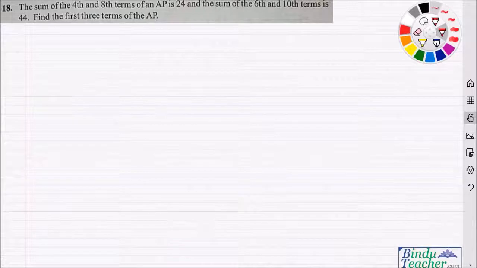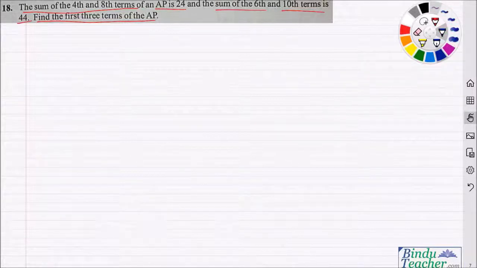Let's solve this question together. The sum of the fourth and eighth terms of an arithmetic progression is 24 and the sum of the sixth and 10th terms is 44. Find the first three terms of the arithmetic progression.